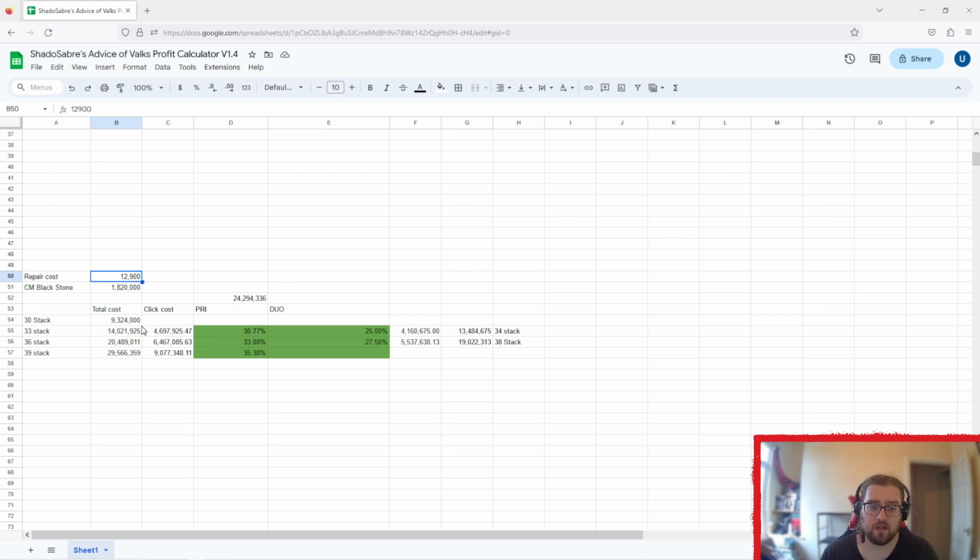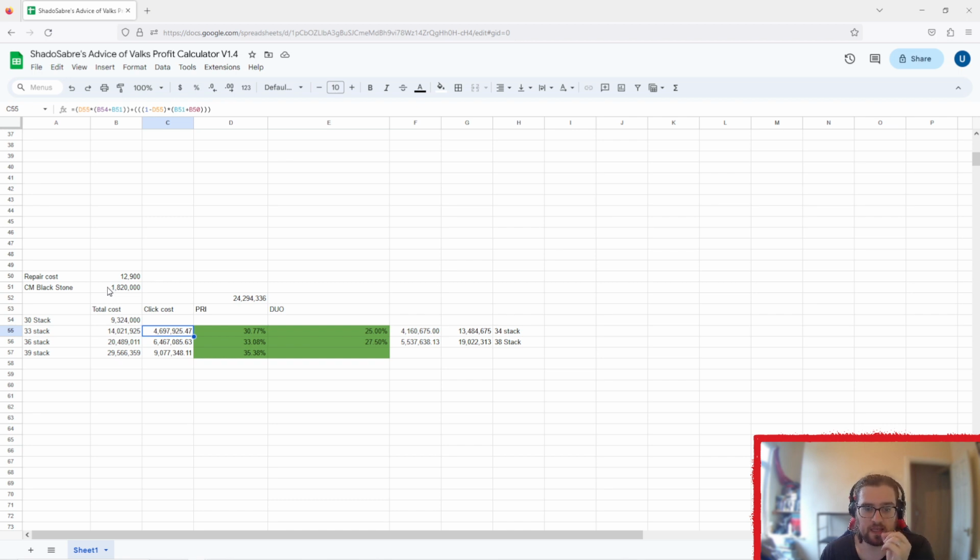Anyway, so basically, from a 30 stack, if you use a Pry, you've got a 30.77% chance of getting a 33 stack. Or losing your stack. It's a 23% chance of getting the 33 stack. So the way that this works is, first of all, you take the percentage chance, then you times that by the cost of your fail stack and the cost of the blackstone.